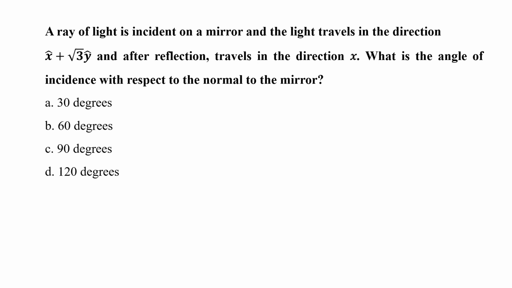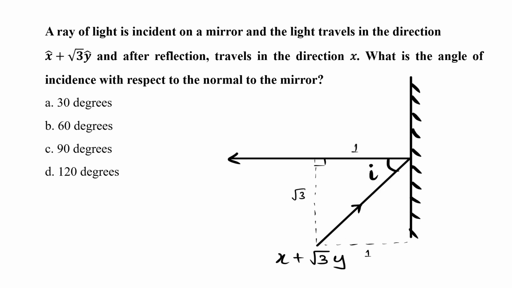Plane mirror reflection. This question mentions that the incident ray has the equation of line x plus root 3 y. So this is our incident ray. On reflection, the light moves in the direction x, that is the normal. So this is how a ray diagram would look. The normal is just an imaginary line perpendicular to the mirror surface. So in this case, it is in the direction x.